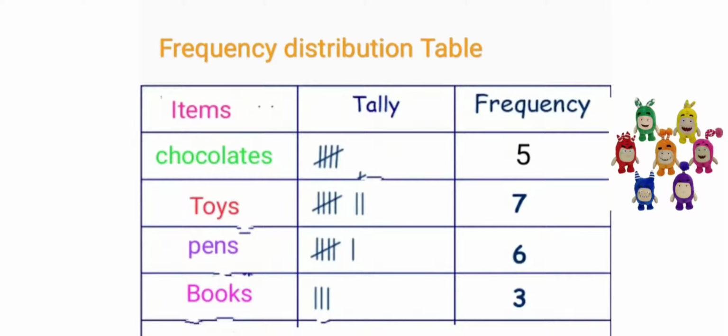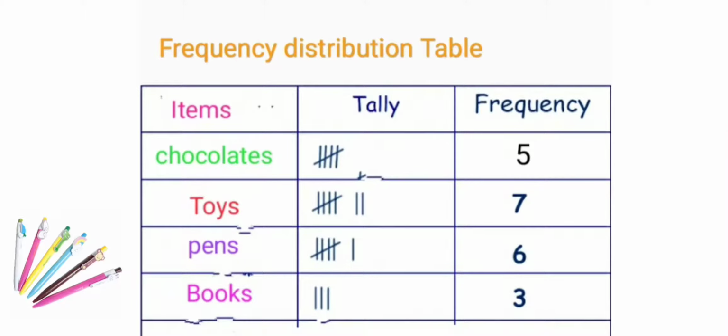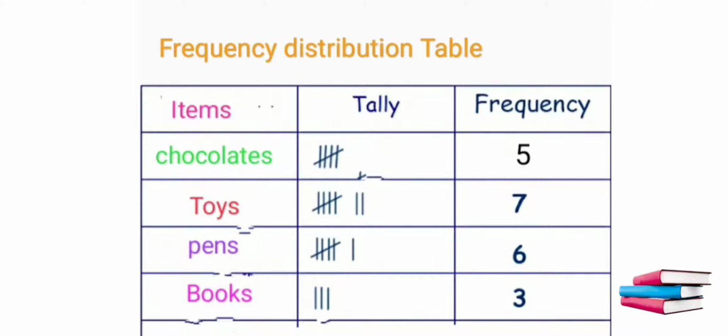And there are 7 toys, so the frequency here is 7. She got 6 pens, so the frequency is 6. And the frequency of books is 3 because she got 3 books. So this is the frequency distribution table of the given data.